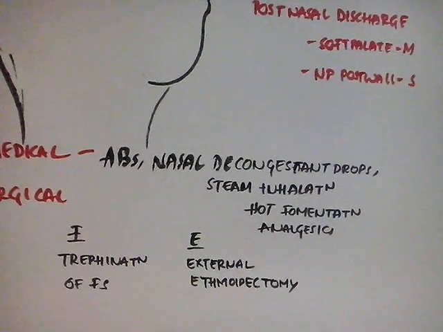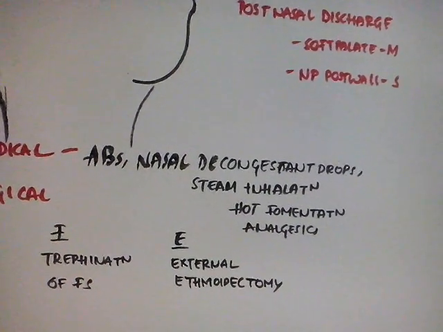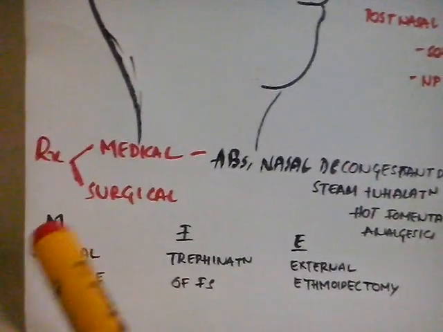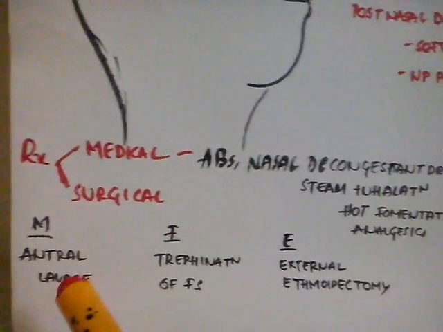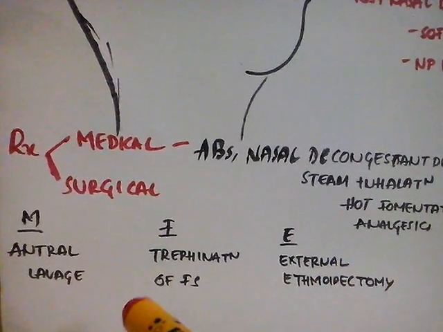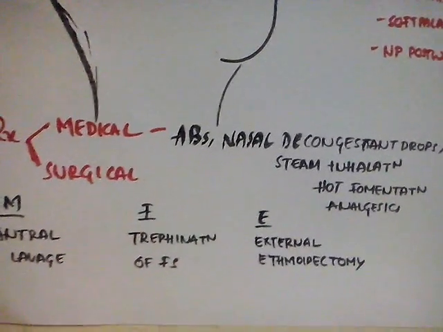Steam inhalation loosens the secretions and encourages drainage. Then comes surgical treatment. For maxillary sinusitis, antral lavage, which is approached through the inferior meatus, and trephination of the frontal sinus.